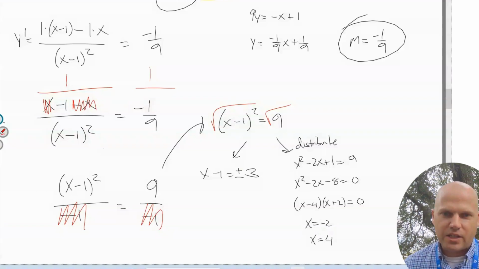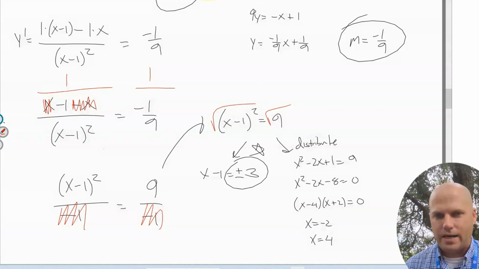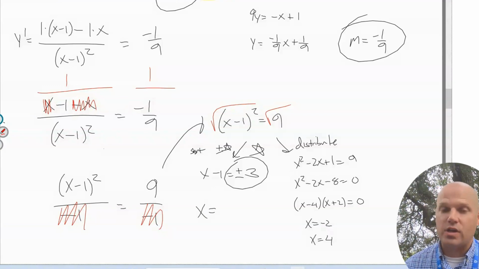This could have been a positive or -3, and squaring -3 gives us 9, squaring +3 gives us 9. So heads up, if you're going to do it this way, don't forget the plus or minus. So you can square root both sides, but don't forget the plus or minus. Now I can add 1 to -3 to give me -2. I can add 1 to 3 to get me 4. And that's how you're going to get your two solutions.